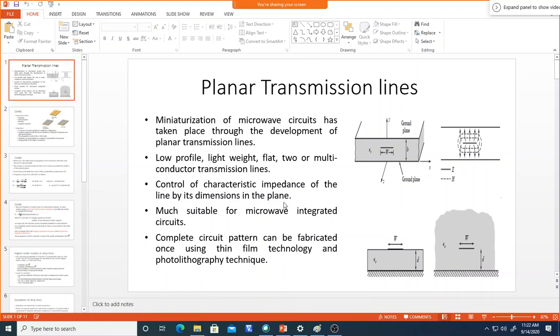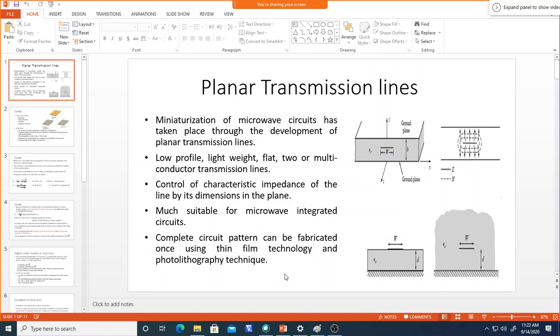So control of this impedance is very important and much suitable for micro integrated circuits. As I said, all the circuit components, active devices as well as passive devices or passive circuits, will be integrated into a single PCB line. So that's why this planar transmission line is very much suitable in MIC technology, that is micro integrated circuits.